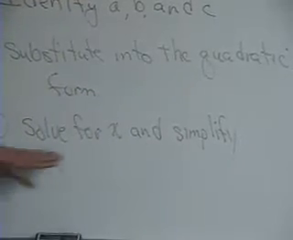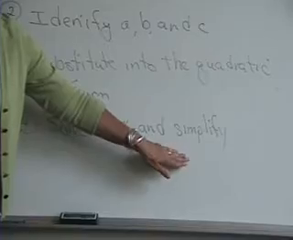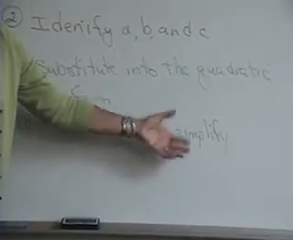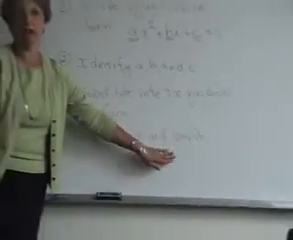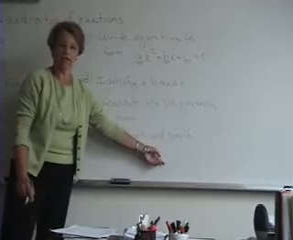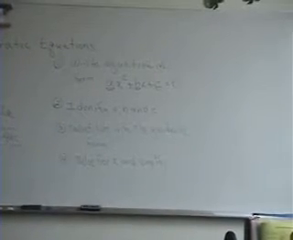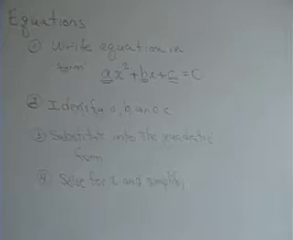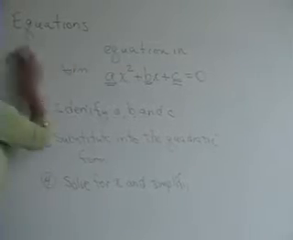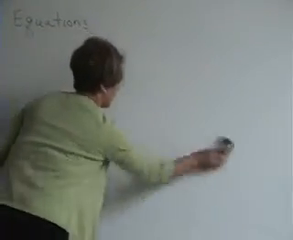Now, when we simplify, we're going to simplify just as we did in completing the square. So we need to make sure that our radicals are simplified, there are no negatives in the denominator, and we reduce all fractions. So this is how we use the quadratic formula, and I'd like to give an example as to how we can apply it. I'm going to erase this here, and we will start with the example.